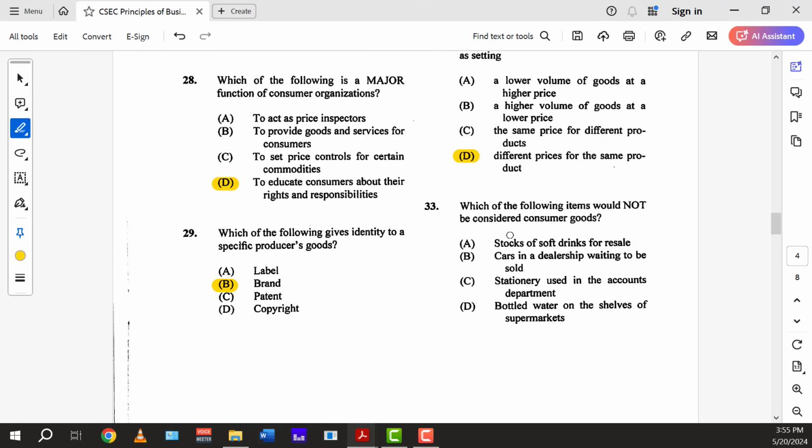Number 33, which of the following items would not be considered consumer goods? A. Stocks of soft drinks for resale. B. Cars in a dealership waiting to be sold. C. Stationery used in the accounts department. Or D. Bottled water on the shelves of a supermarket. So consumer goods are goods that are there for sale. And so we're not going to be selling stationery from the accounts department. Right? So the answer is C.